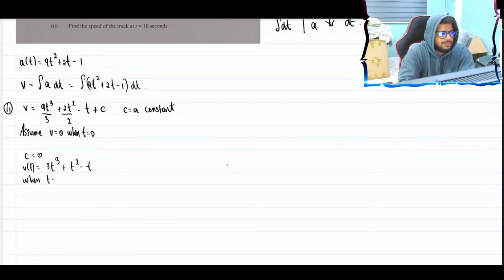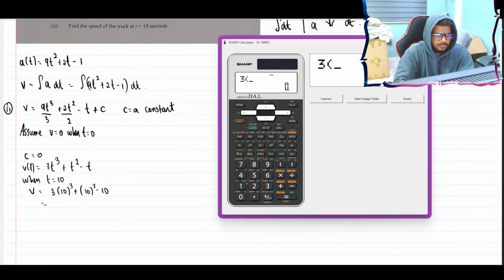When t is 10, v would be 3 into 10 cubed plus 10 squared minus 10. 3 into 10 cubed plus 100, take away 10. That gives 3090 centimeters per second.